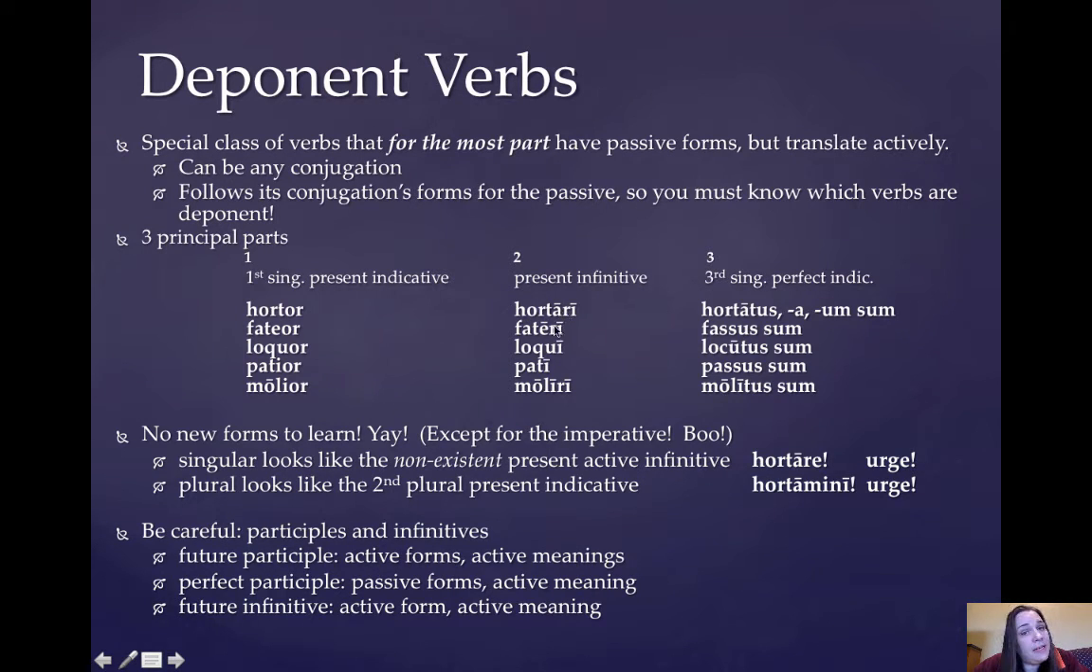singular, perfect indicative. Okay, I have an example here of a deponent verb from each of the conjugations. So hortor, hortārī is first conjugation. Again, you can tell what conjugation they're in based on their present infinitive. So if they have a present infinitive that would be the present passive infinitive for the first conjugation verbs, then you have a first conjugation deponent.